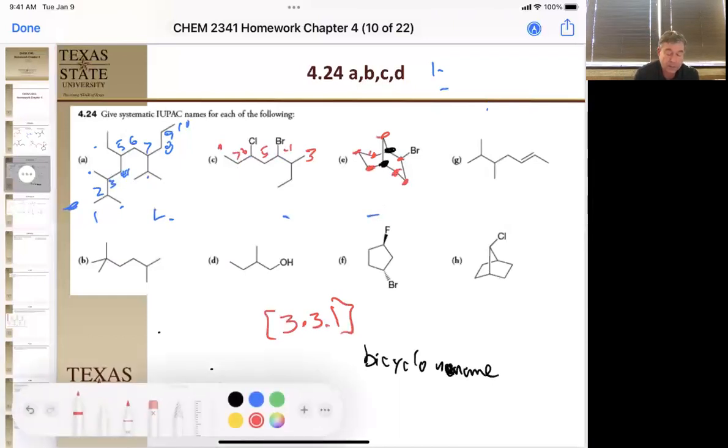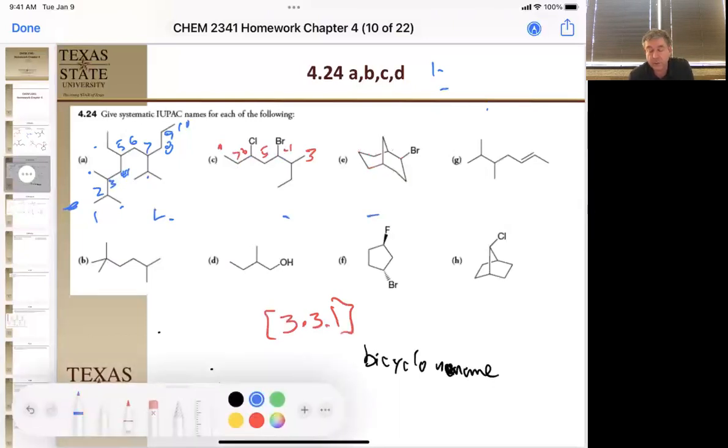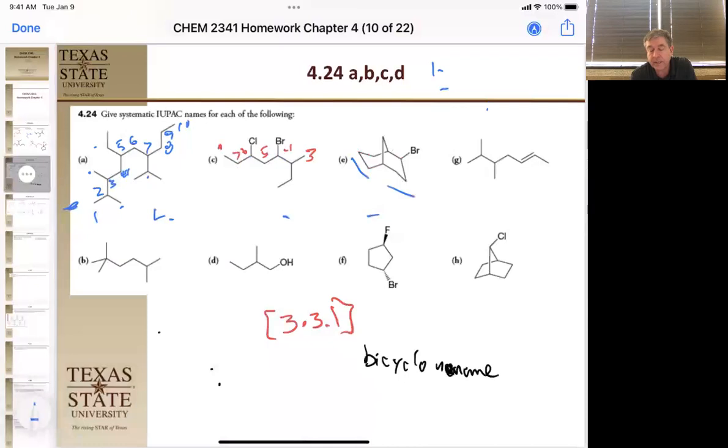And now let's do our numbering. When we start our numbering, we have to start from a bridgehead carbon. And so that's always number 1 is a bridgehead carbon. And then we're going to go around the largest bridge first. So these both have 3. So that means we can choose either one. If we can choose either one, we're going to try to choose the one that makes our substituent on our smallest number. So by starting at this carbon here as 1, this is our 2 position. That puts our bromine on the number 2. So that would be 2-bromo.